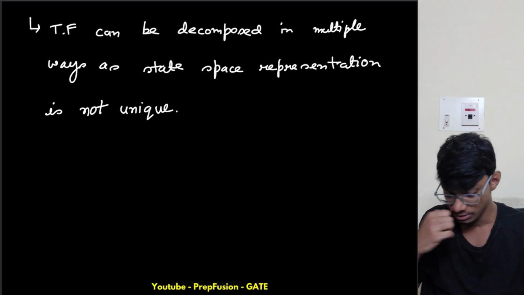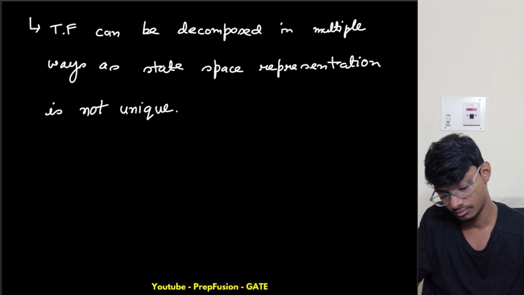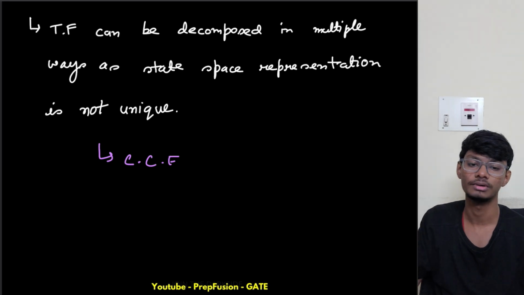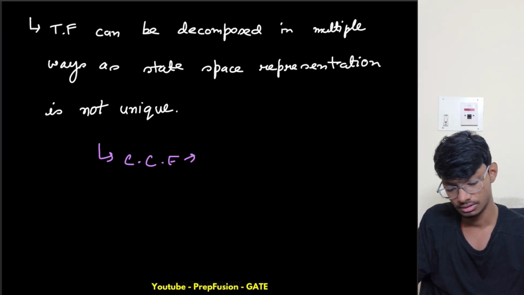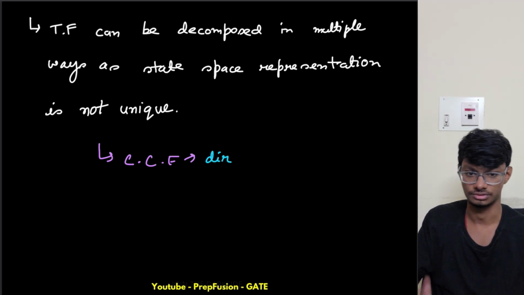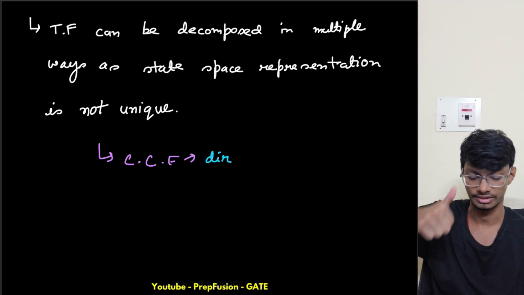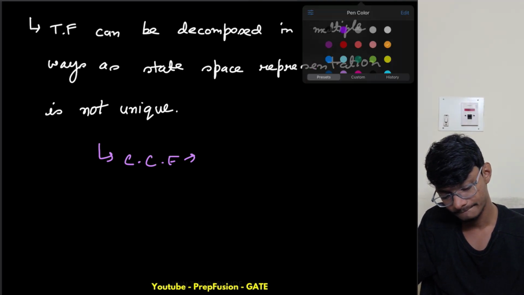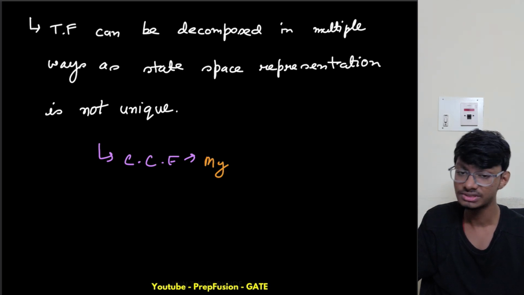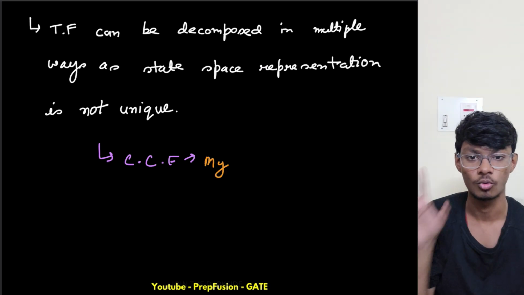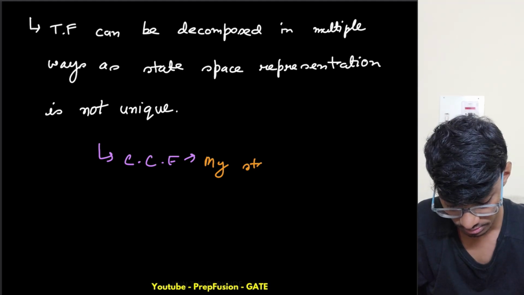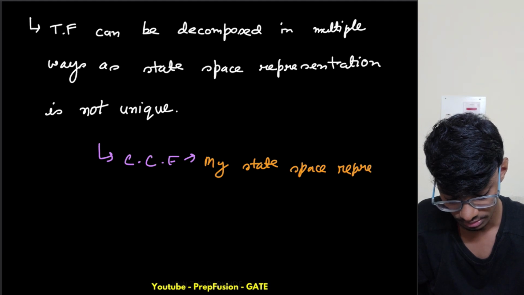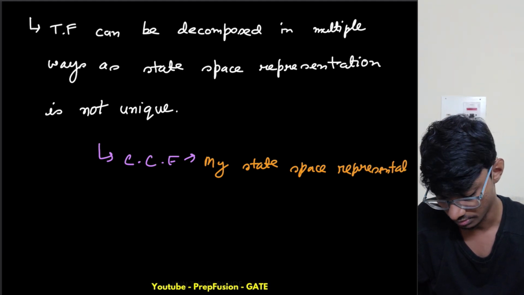So you might say, what if I decompose it in terms of controllable canonical form, also known as the direct decomposition form, right? Direct decomposition, the OCF is also direct decomposition. So in this case my state space representation will always be controllable no matter what. Let me write this here.